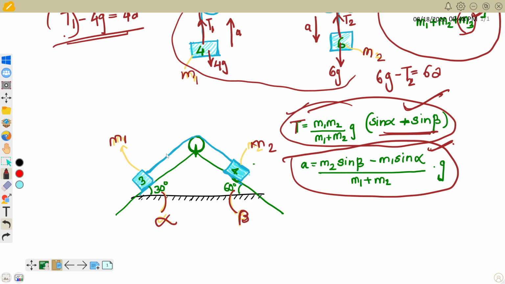Easily tension, acceleration. Tension in this string and in this string is same because the string is same. So in the same string, tension remains the same. And alpha and beta need to be remembered. The mass m1 has alpha, m2 has beta. The rest all is covered.